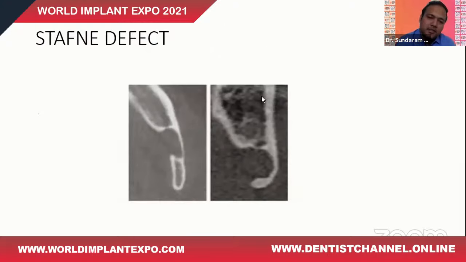And this picture denotes the presence of a Stafne defect in the mandible. As you can see, the borders are well defined, and the history would reveal that it has been there for a long time and is asymptomatic.